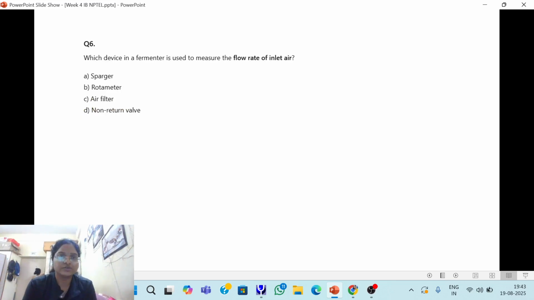Moving on to the next question, the sixth question. Which device in a fermenter is used to measure the flow rate of inlet air? Sparger, rotameter, air filter, non-return valve. Start answering.